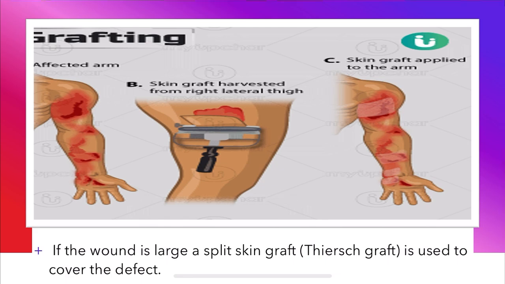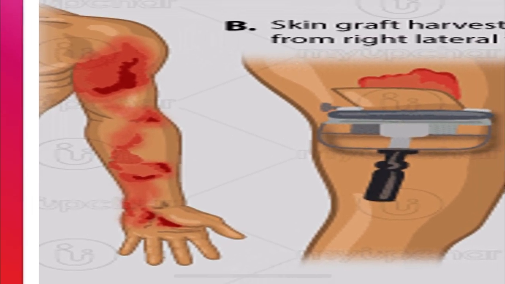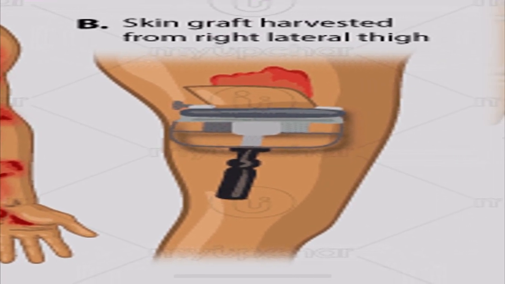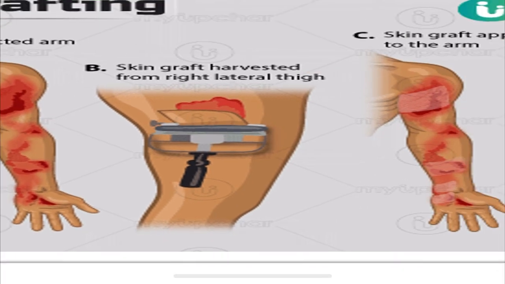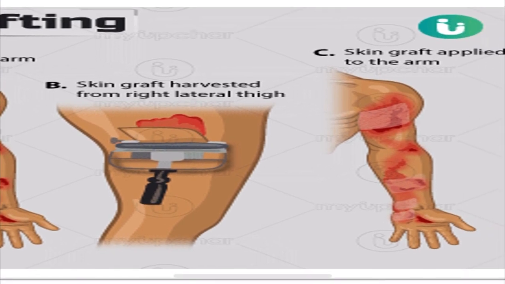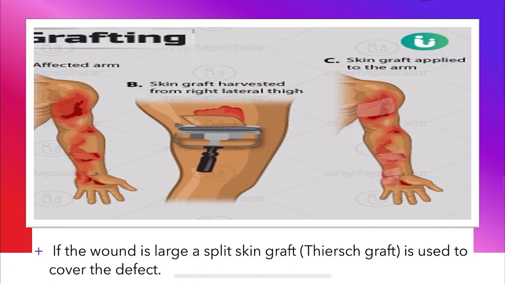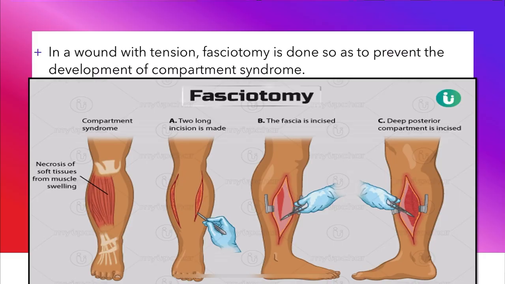So you can see this is the affected arm. Now they are taking a split skin graft from the right lateral thigh of a person. From the thigh they are taking the skin graft and attaching it to the arm so that they can cover the wound. In a wound with tension, fasciotomy is done to prevent the development of compartment syndrome.